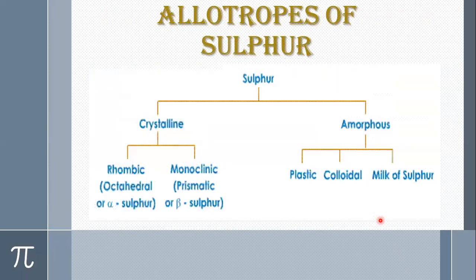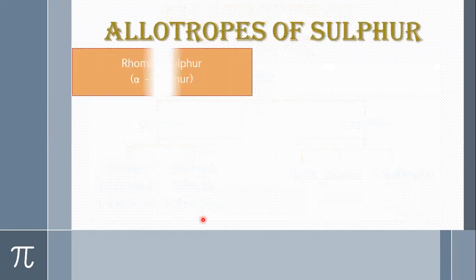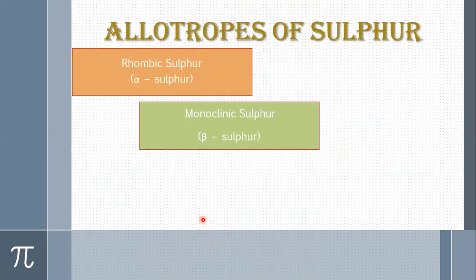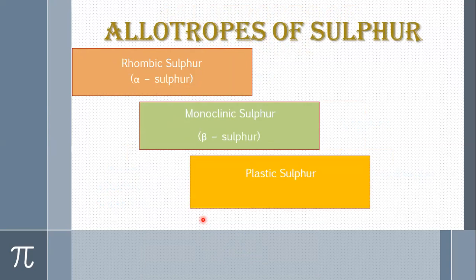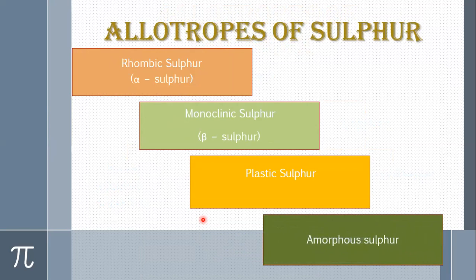Allotropes of sulfur. Allotropes have been divided into two classes: crystalline, which are rhombic and monoclinic, and amorphous, which are plastic, colloidal, and milk of sulfur. Colloidal sulfur is also known as amorphous sulfur. Rhombic sulfur is also known as octahedral or alpha sulfur, and monoclinic is also given the name of prismatic or beta sulfur. We will study rhombic sulfur, monoclinic sulfur, plastic sulfur, and amorphous sulfur.